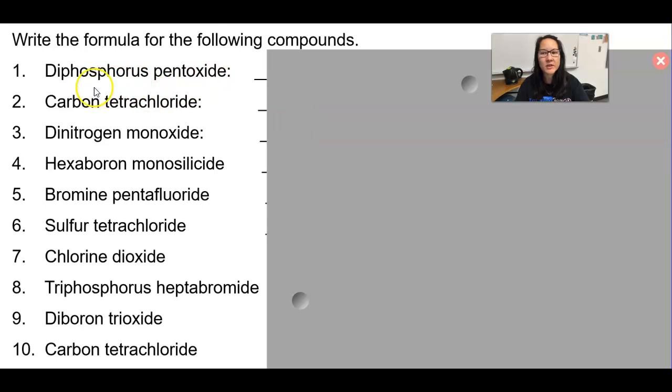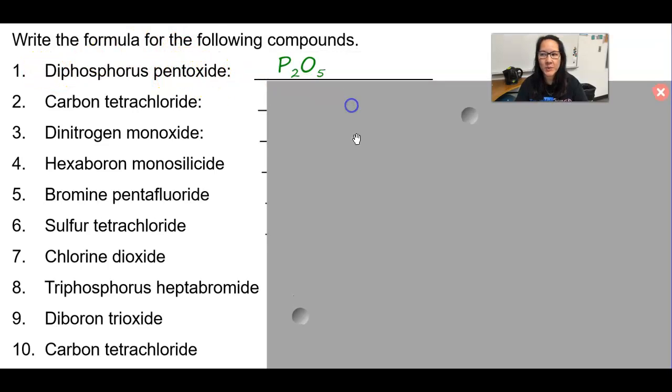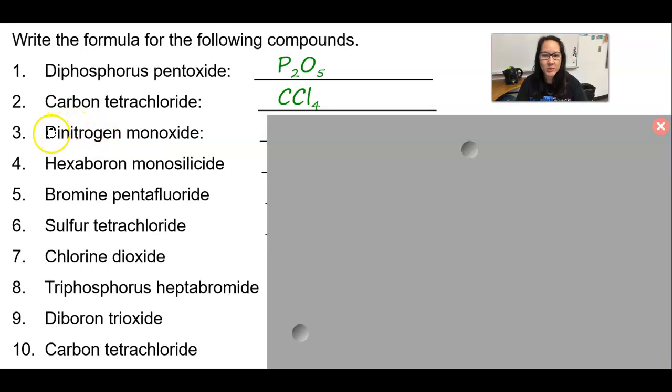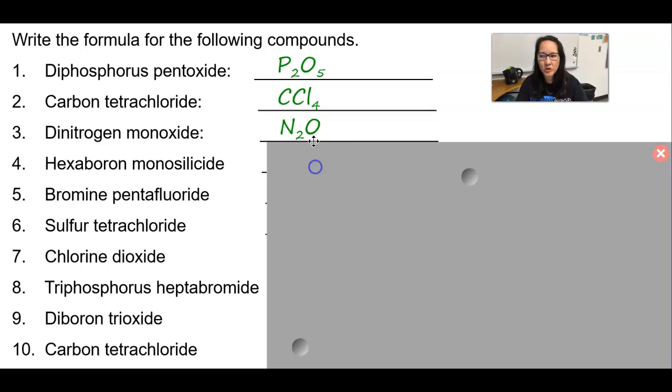Let's go over the answers. Diphosphorus pentoxide. It's going to be phosphorus. Di means a subscript of 2. Oxide, pent means subscript of 5. So it's P2O5. Carbon, which has no prefix, so subscript of 1, and then tetrachloride, so it's chloride, Cl. Tetra means subscript of 4, CCl4. Dinitrogen, that's N subscript 2, monoxide, O subscript 1. So N2O1, ones are understood.